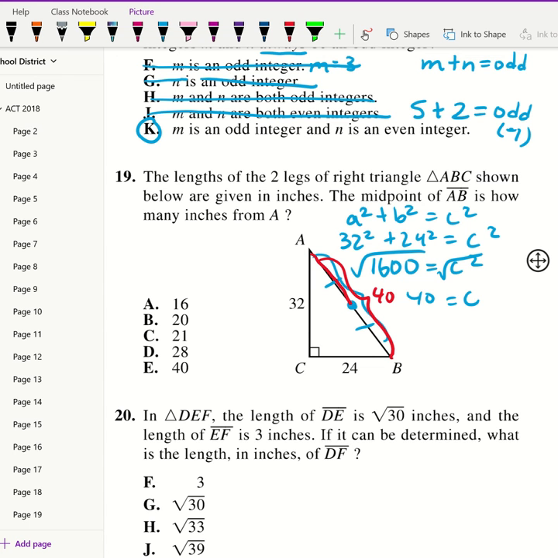That's not really actually what we're trying to find. We're trying to find half the length of AB, the value from A to the midpoint. So half of 40 is 20. So be careful on that one. You might pick the wrong one.